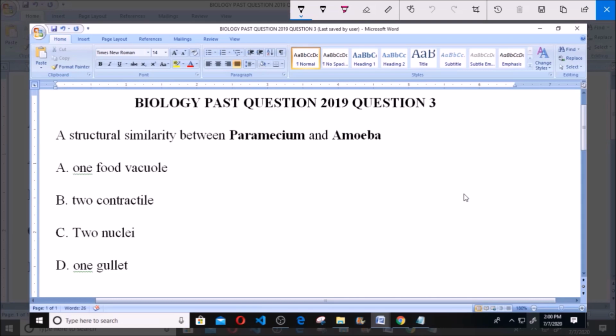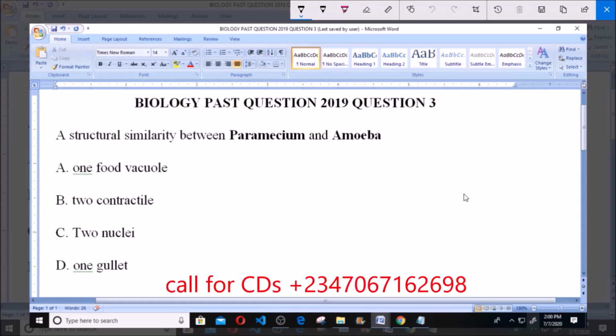Hello, good day and welcome. Today we'll be dealing with biology past question 2019, working on question 3. The structural similarity between Paramecium and Amoeba is A. 1 food vacuole, B. 2 contractile vacuole, C. 2 nuclear, D. 1 gullet.